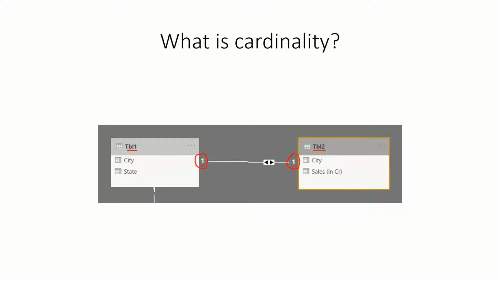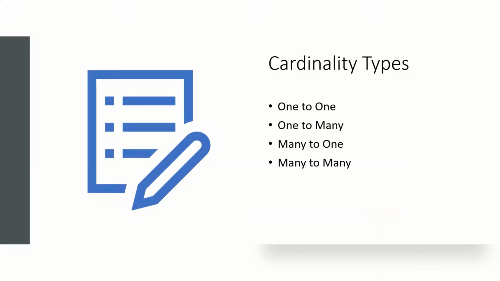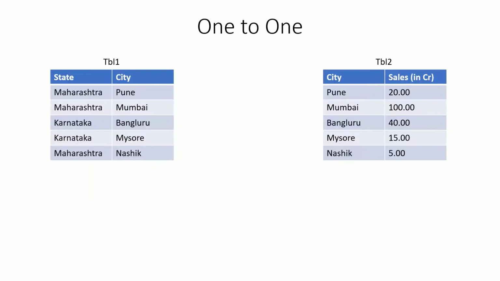So there are different types of cardinality. Here we have just seen one to one. In the next slide we'll discuss the different types of cardinality. So let's move forward. There are four types of cardinality: one to one, one to many, many to one, and many to many. Let's look at them one by one with the help of an example.